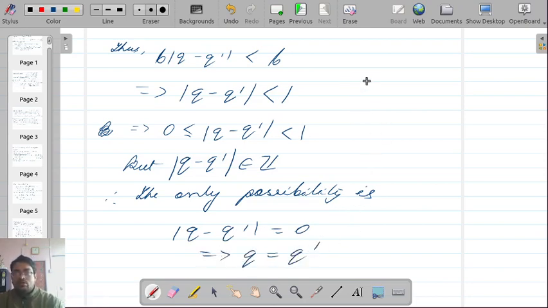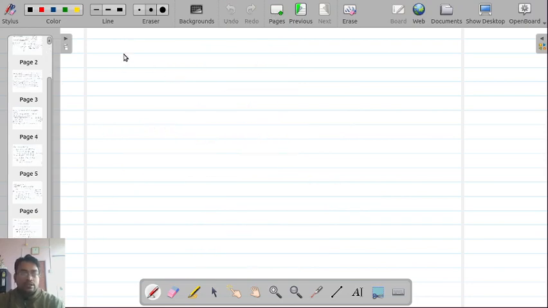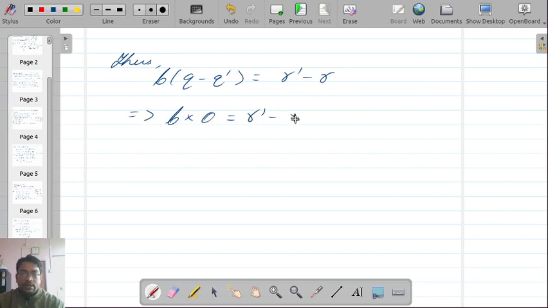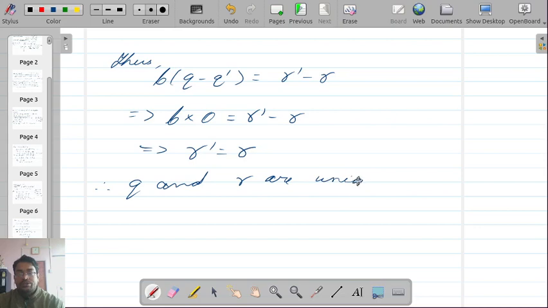Once we have proved Q is equal to Q dash, we can easily show that R is equal to R dash. Thus B into Q minus Q dash equal to R dash minus R. This was already there, but Q is already Q dash, so B into 0 is equal to R dash minus R. So this implies R dash is same as R. So therefore Q and R are unique. So there exist unique integers which satisfy this, right?